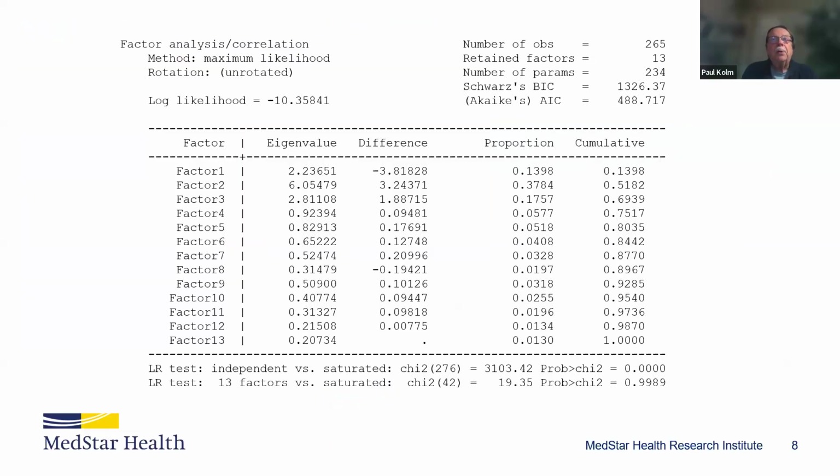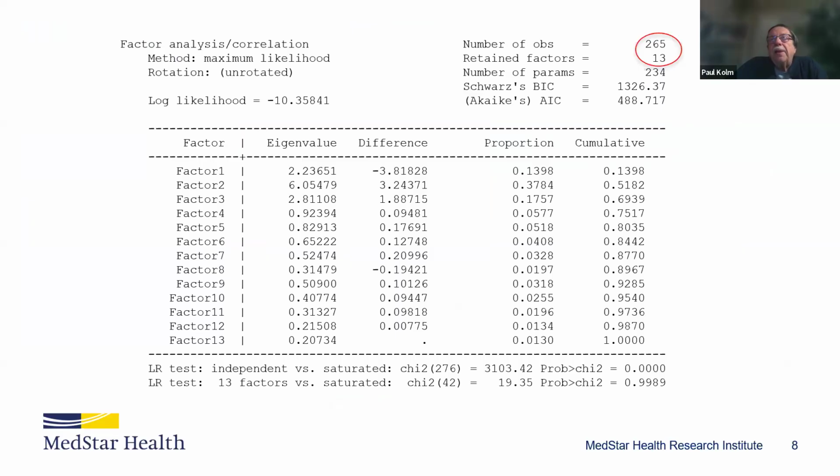And so here's the output. This is from Stata, but the output is going to be the same for any statistical package you use. It might be in a different format. But we see here that we have 265 observations. In other words, 265 subjects or patients or whoever we're measuring here.